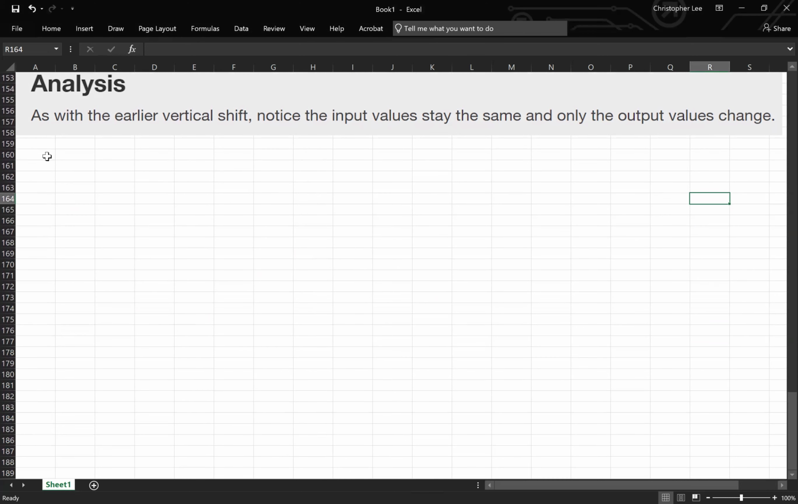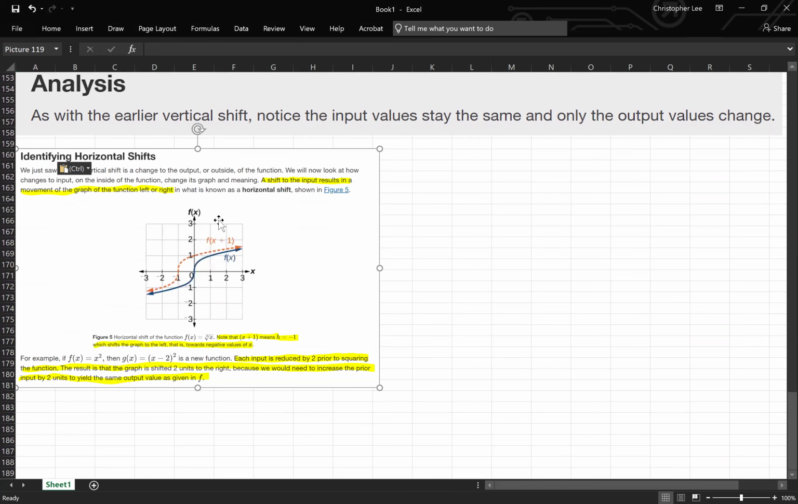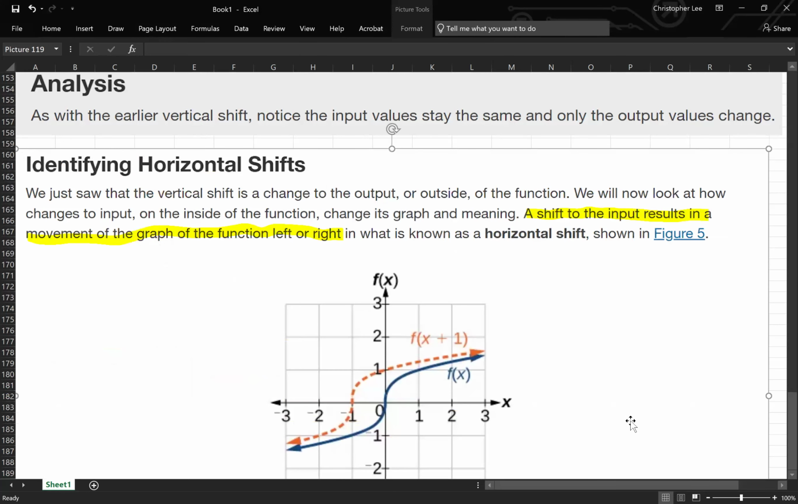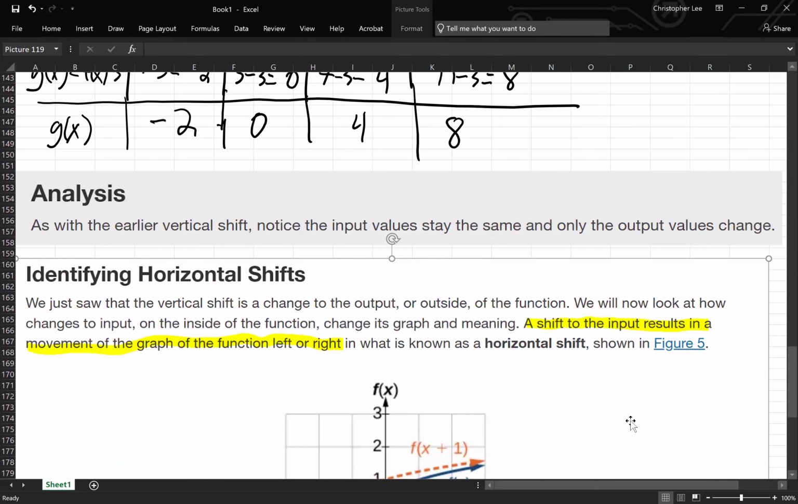All right, let's flip the script. I want to talk about horizontal shifts. So now we're going to be identifying horizontal shifts. We just saw that the vertical shift is a change to the output, or the outside of the function. We will now look at how changes to the input, on the inside of the function, change its graph and meaning. A shift to the input results in a movement of the graph left or right, in what is known as a horizontal shift.